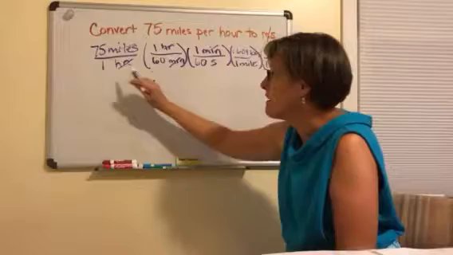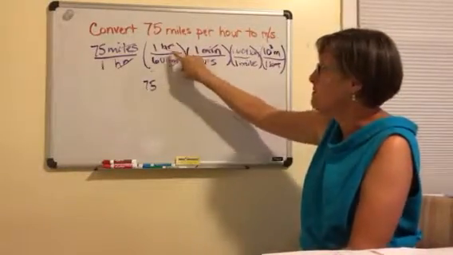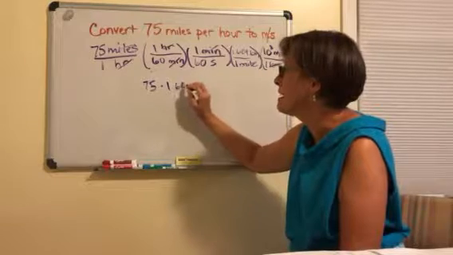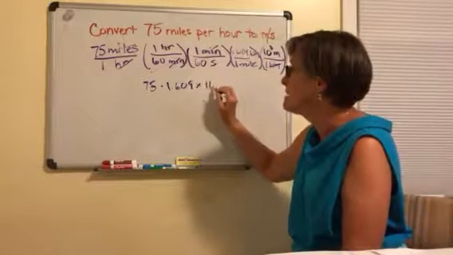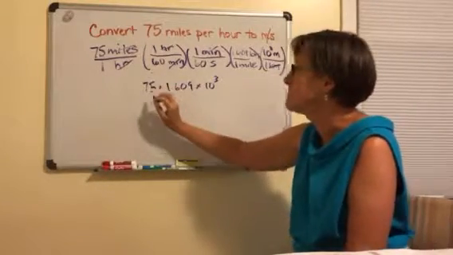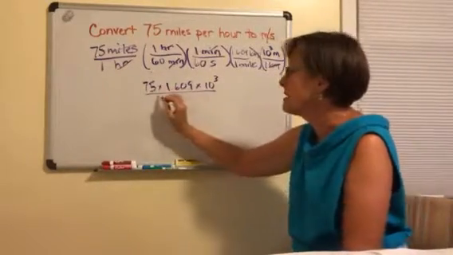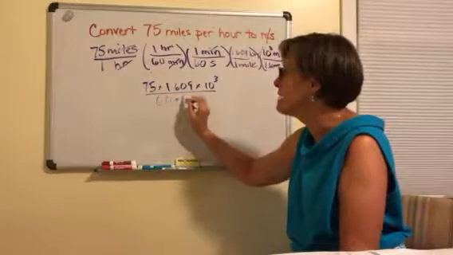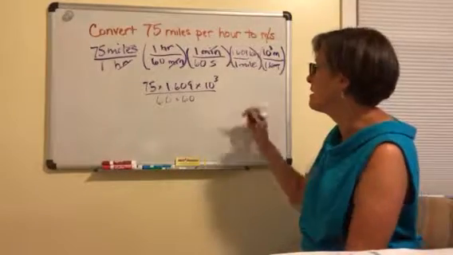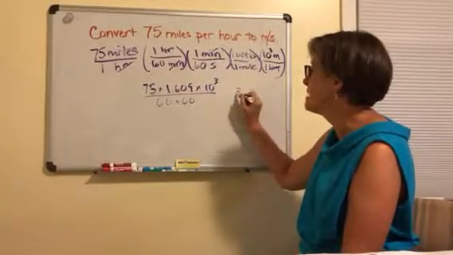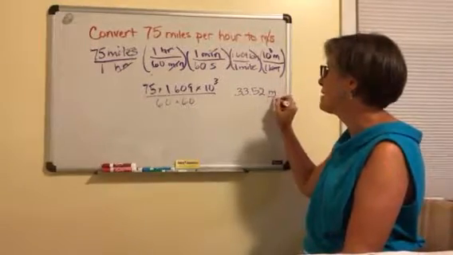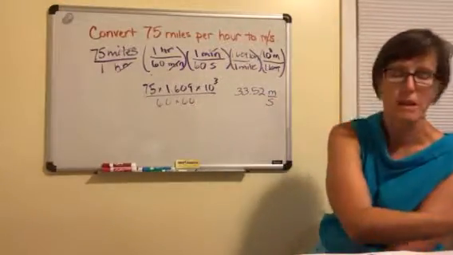In the numerator of everything, we've got 75 times 1 times 1 times 1.609 times 10 to the third. We can make these two times signs the same. And then in the denominator, we've got 60 times 60. And I think if you punch all those numbers into your calculator it's going to say something like 33.52. The units on that are meters per second.